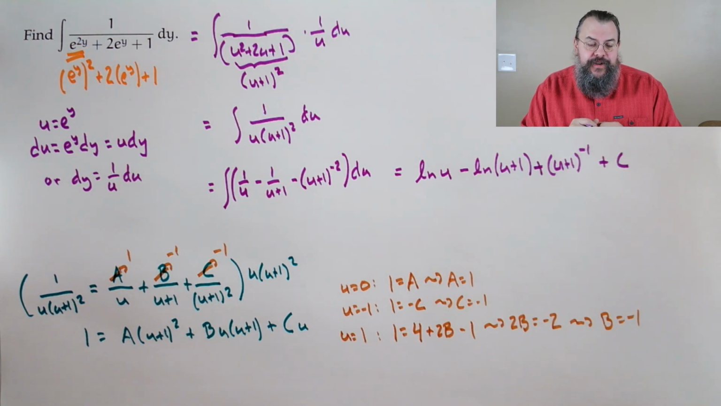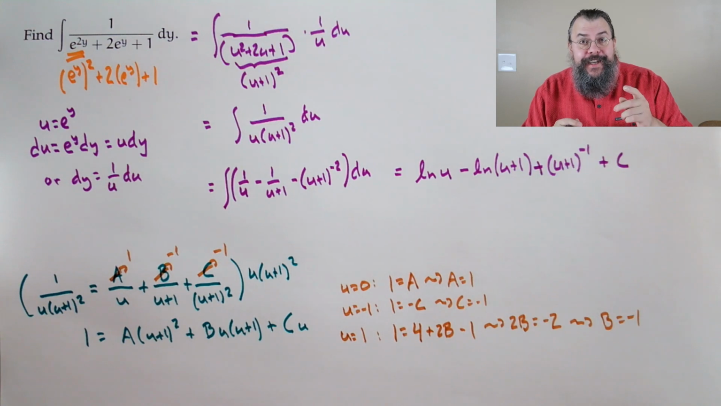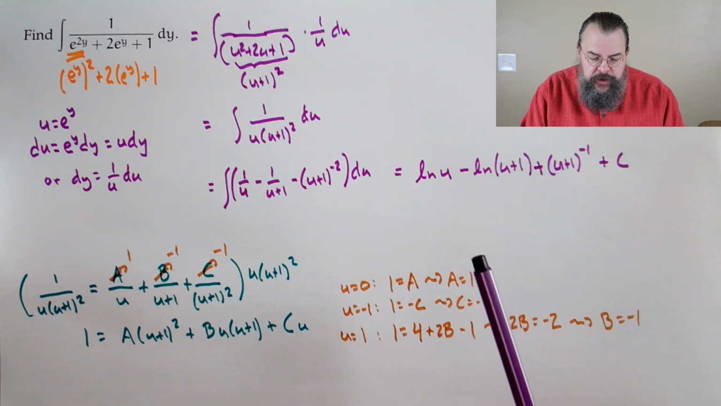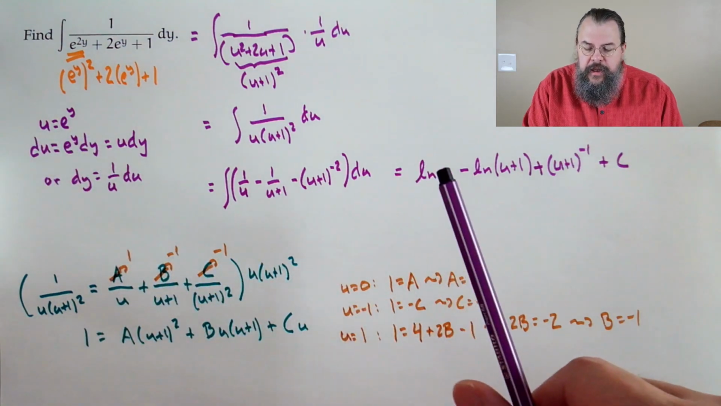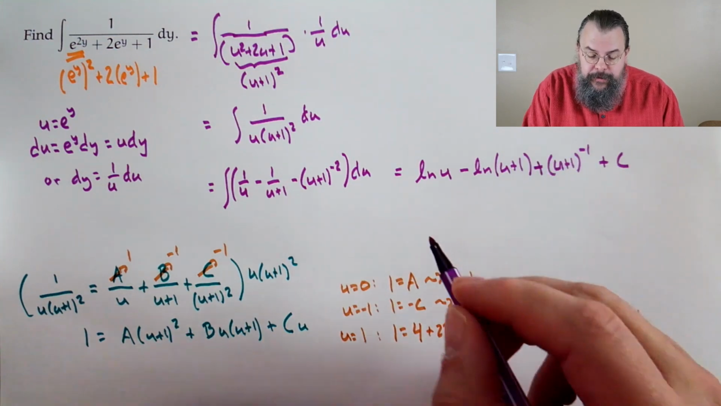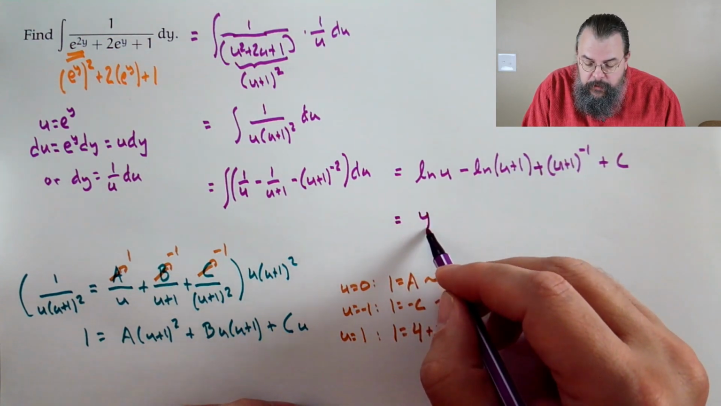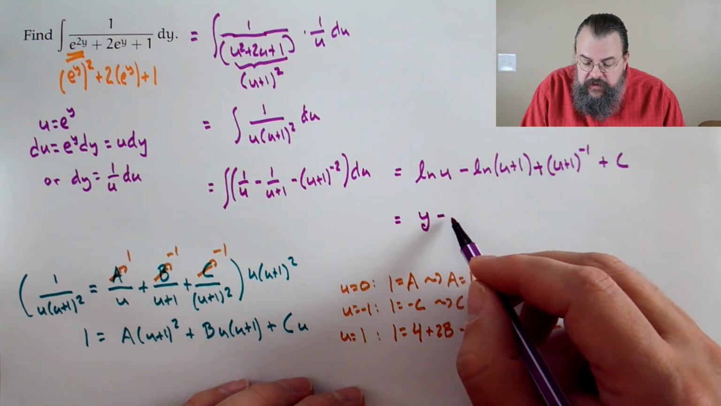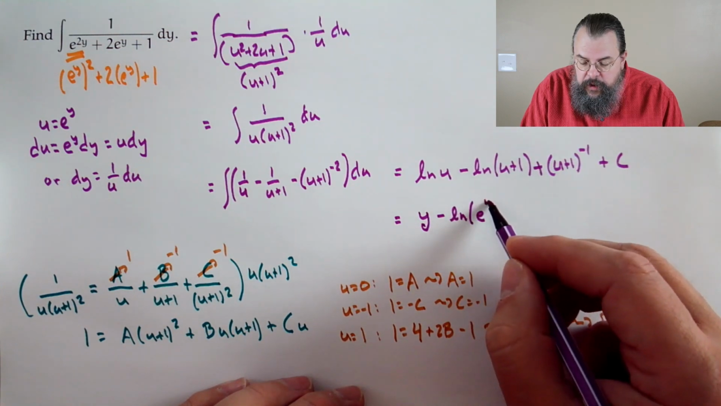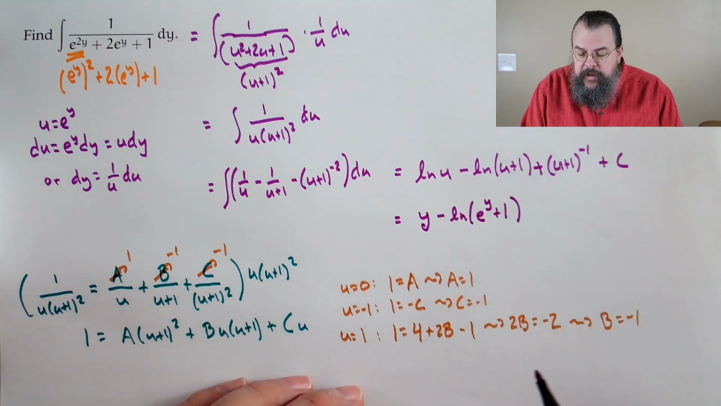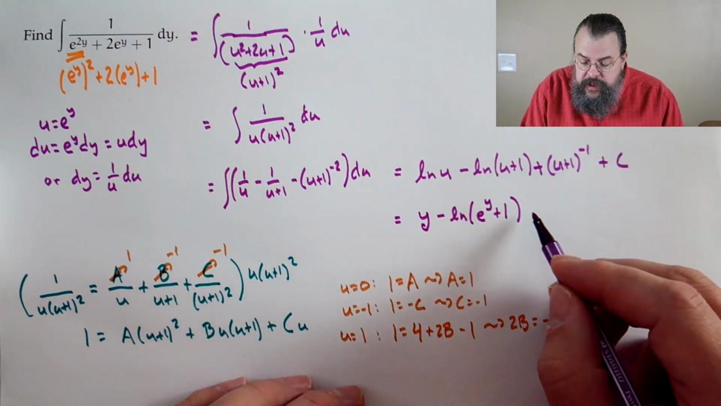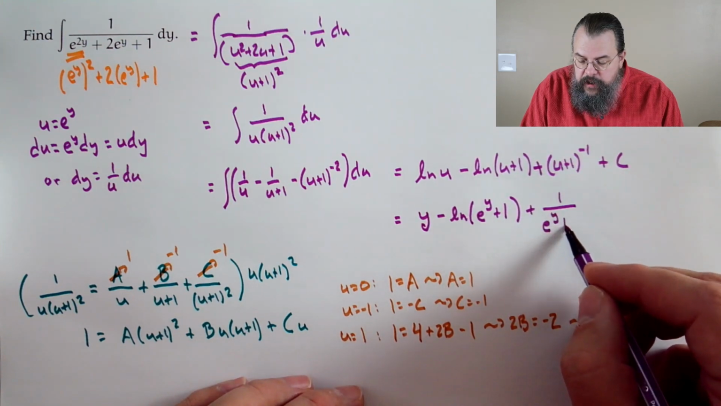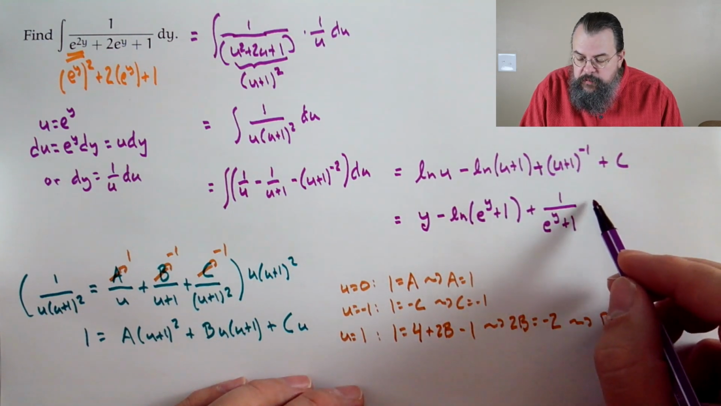The last thing for us to do is to say, hey, we started in terms of y. It's an indefinite integral. We have to end in terms of y. So we go through and say, well, u is e to the y. Log of e to the y, well, that's y. Then we have log of u plus 1, so minus log of e to the y plus 1. And then we have this u plus 1 to the minus 1, which is really 1 over u plus 1. So 1 over e to the y plus 1. And, of course, plus C.